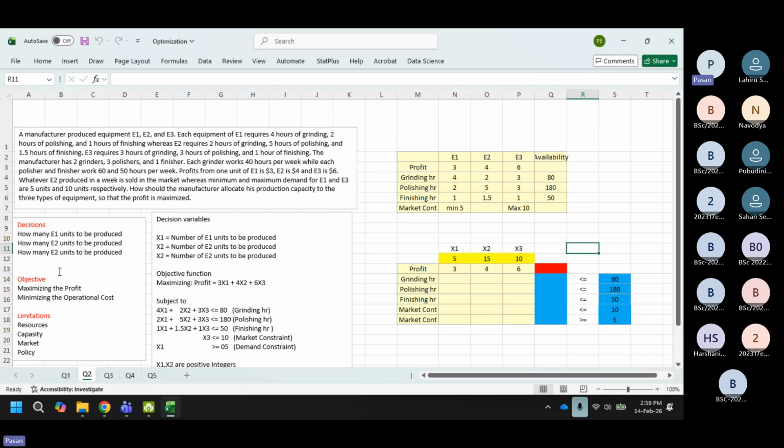I think this is E3, right? So this is X3. Some typing mistake is there, right?